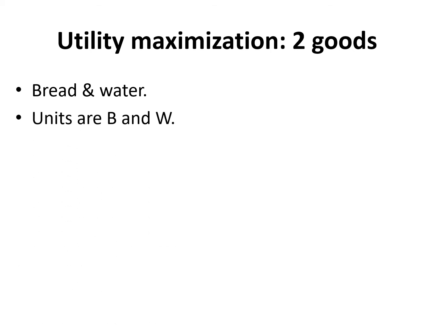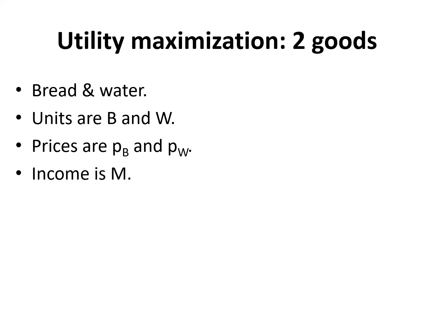So let me talk about utility maximization. Let's take an example. Say there's two goods, bread, which is loosely food, and water, which is loosely refreshment. And the units are B and W, loaves of bread, say, and liters of water, say. And say the price is PB and the price of water is PW.